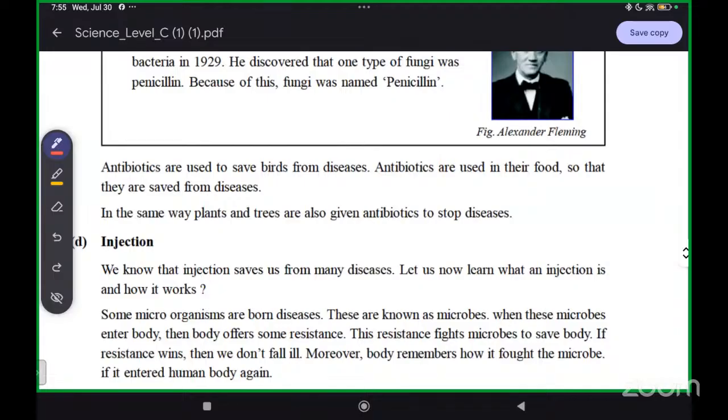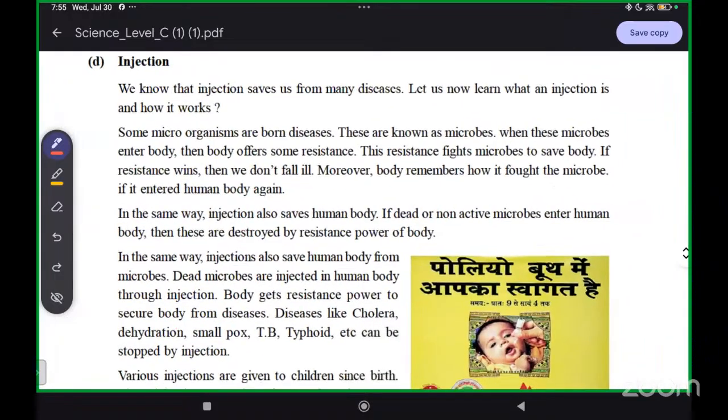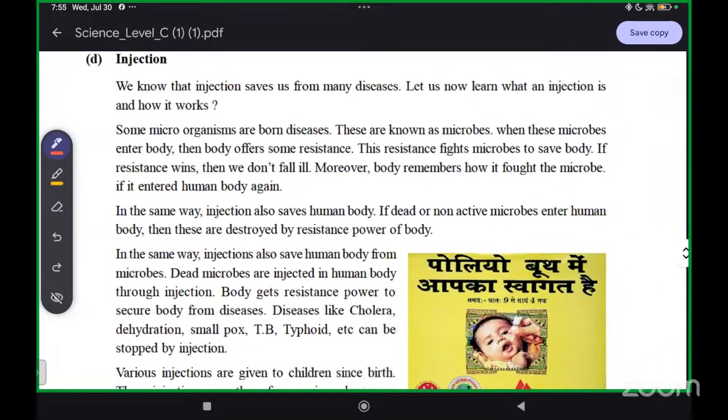Then we have injection. We know that injection saves us from many diseases. Let us learn now what an injection is and how it works. Some microorganisms are born with diseases. These are known as microbes.